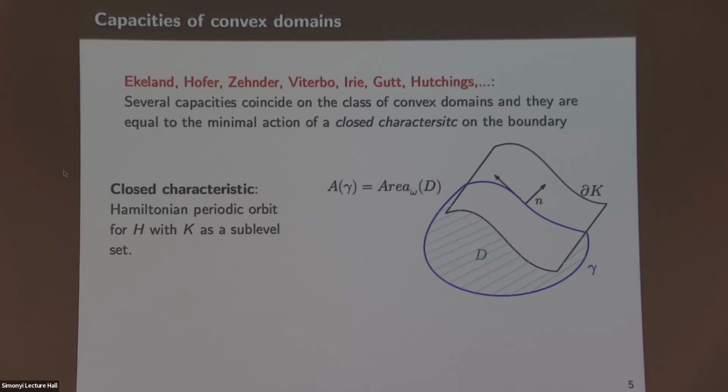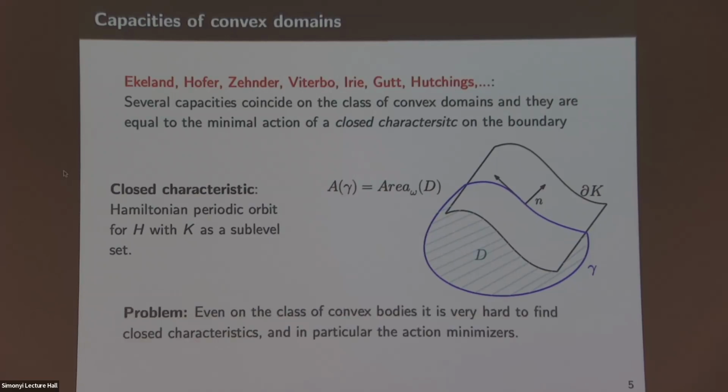By closed characteristic, I mean a periodic loop on the boundary of the domain, which is created by the Hamiltonian flow of H, such that the convex domain is a sublevel set of this Hamiltonian. So we have a convex Hamiltonian, we look at its sublevel sets, and the Hamiltonian periodic orbits on the boundary are what we try to investigate. And the action of a loop is the symplectic area of a disk enclosed by this loop.